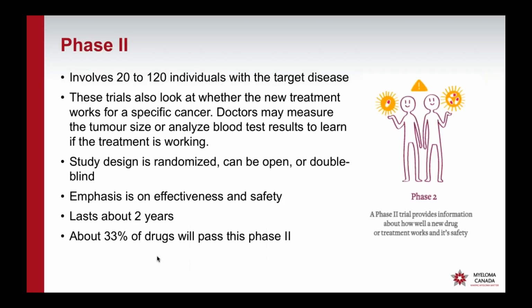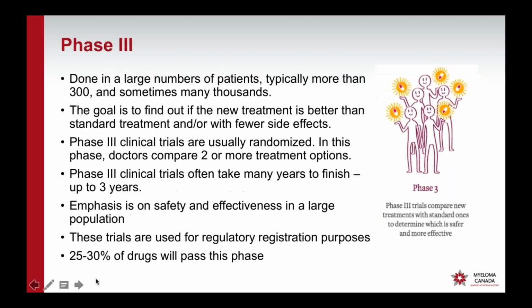So after phase 2, we move to phase 3, and those are usually done in a much larger patient population, anywhere between 300 and many thousands of patients. And the goal of the phase 3 trial is to find out if a new treatment is better than the standard treatment or has fewer side effects.